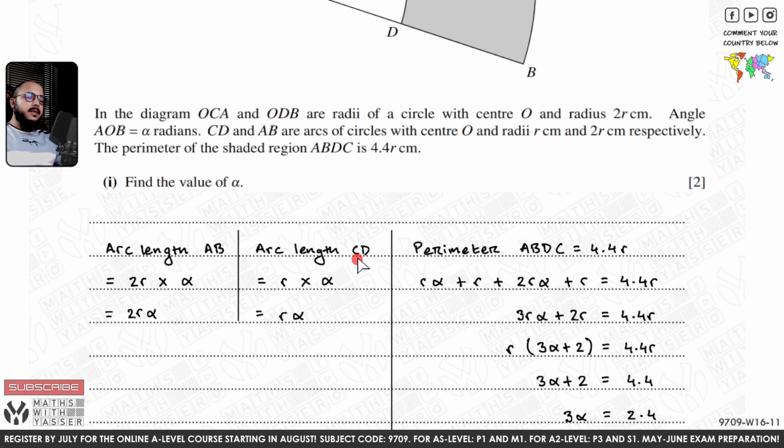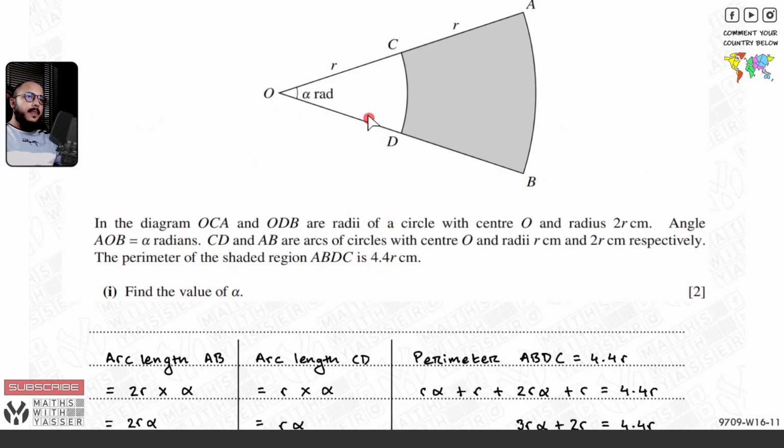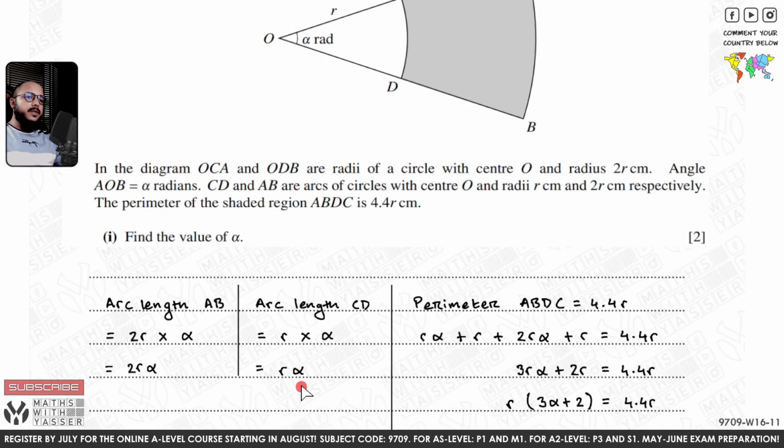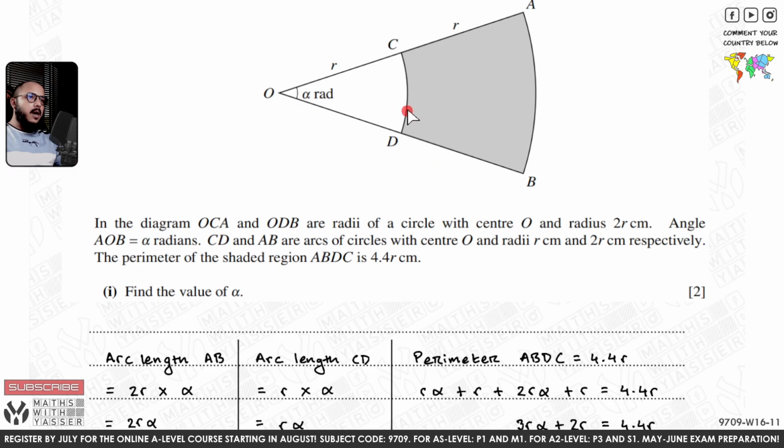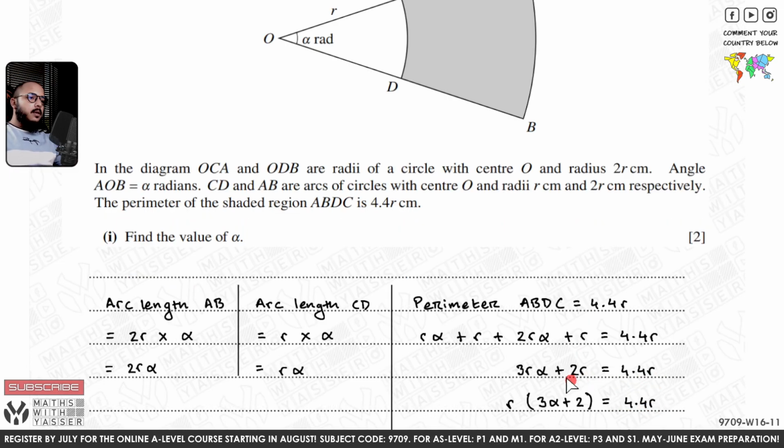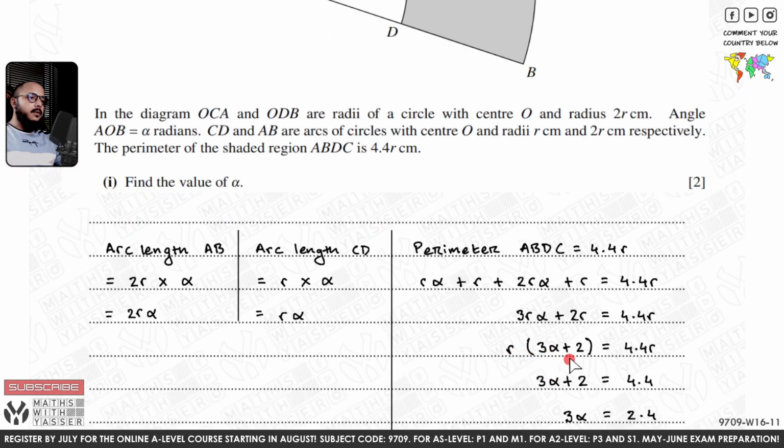And for the arc length CD, which is the smaller sector, it will be just R times alpha, which is R alpha. So the perimeter ABDC is equal to 4.4R. Therefore, R alpha plus R plus 2R alpha plus R gives us 4.4R. Or we can say 3R alpha plus 2R is equal to 4.4R. If we take R common, we get 3 alpha plus 2 is equal to 4.4R.